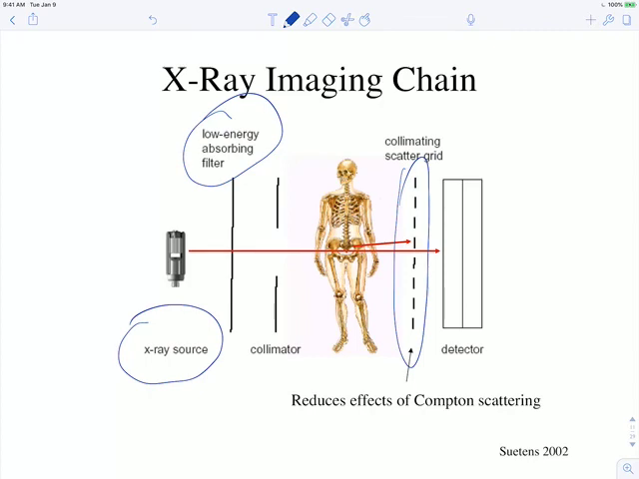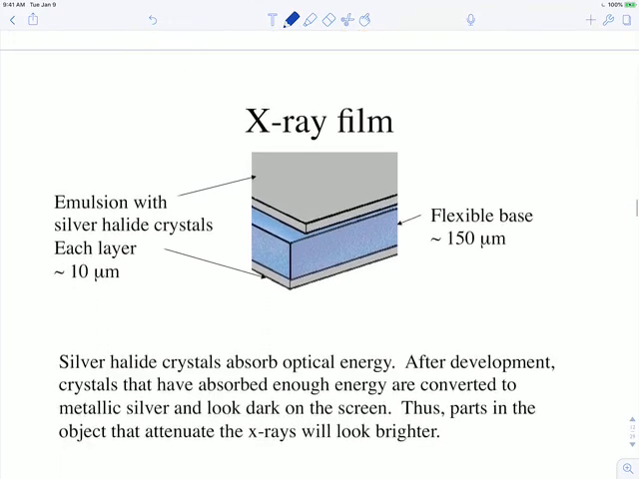And you can see what this is doing is it's trying to reduce Compton scattering. So only things that go in a straight line can make it through, and it's trying to reduce anything that goes off line. Okay. The X-ray film, you will still see that in some places, and essentially that is something where the chemical transition from the X-ray makes it such that the silver changes composition whenever it is exposed to X-rays.